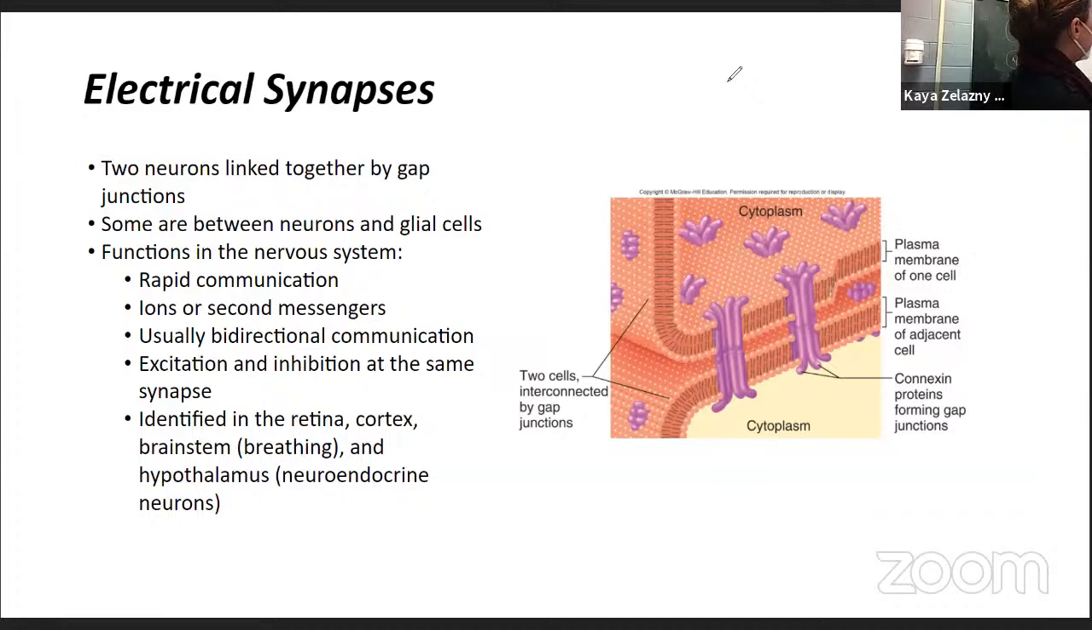So the heartbeat is actually a connection between a neuron and a muscle cell. So that would be different, basically. And we will talk about electric conduction in the heart specifically.